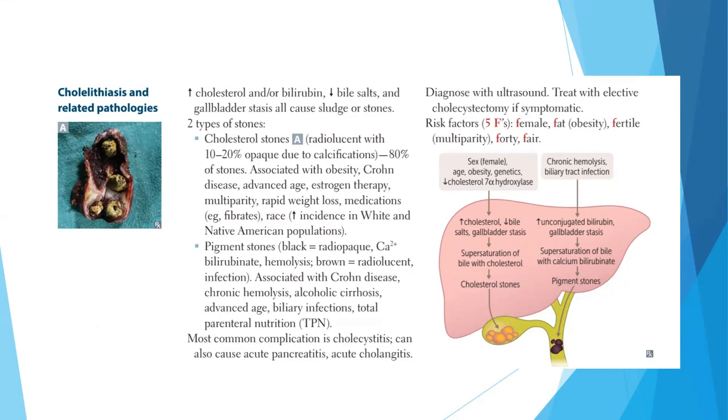Pigment stones: black, radiopaque, calcium bilirubinate, as we have seen earlier. Hemolysis produces them. Brown stones are radiolucent, associated with Crohn's disease, chronic hemolysis, alcoholic cirrhosis, advanced age, biliary infections, and total parenteral nutrition. Crohn's disease predisposes not only to the gallbladder stones, but also to kidney stones.